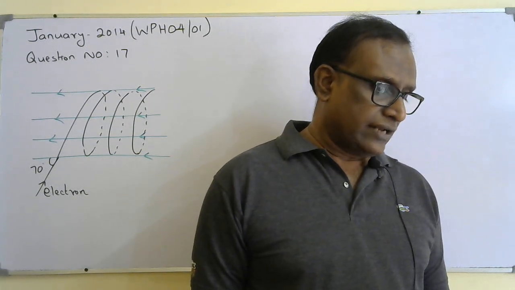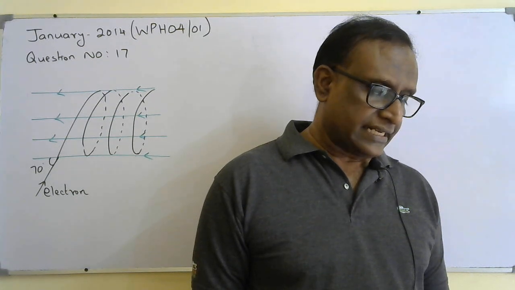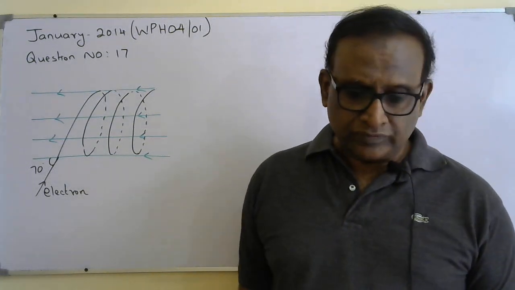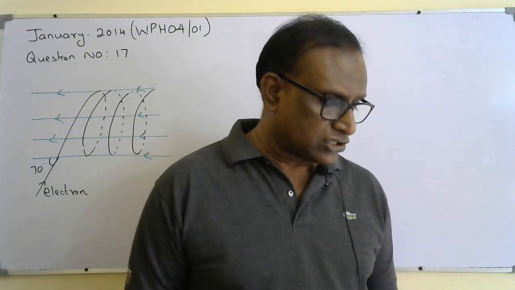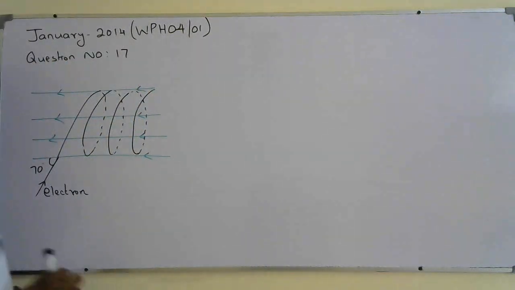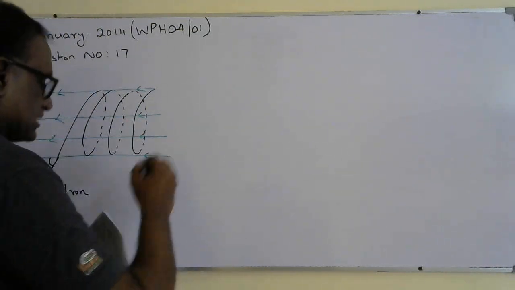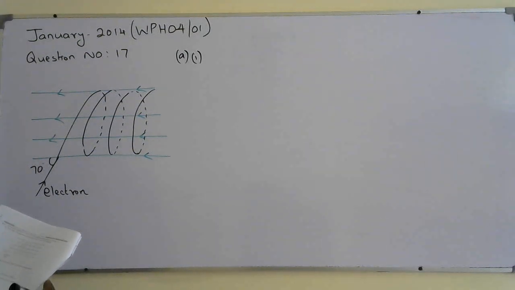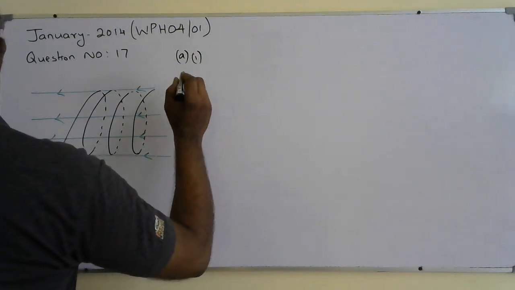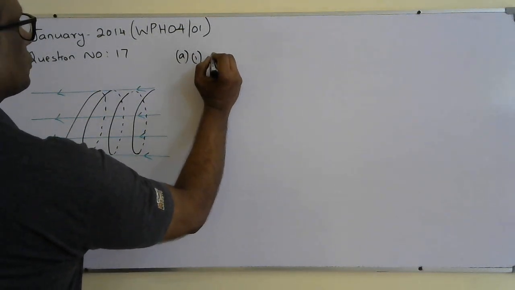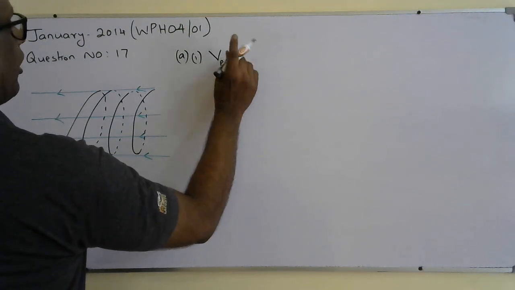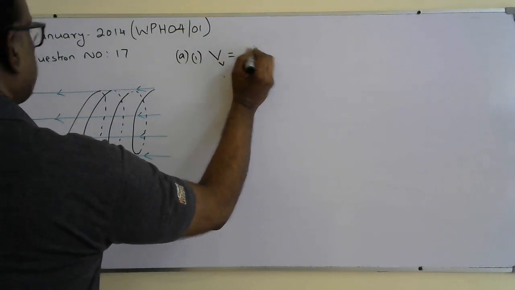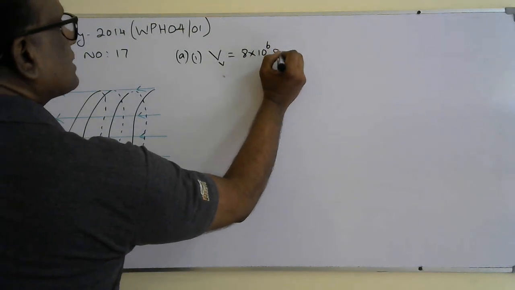Part a, first part: calculate the component of the electron's initial velocity that is perpendicular to the magnetic field. Part a, second part: calculate the component of the electron's initial velocity that is parallel to the direction of the magnetic field. Those are the first two parts. For the first part, the velocity perpendicular to the direction of the magnetic field, the vertical component, is 1.8 times 10 to the power 6 times sine 70.